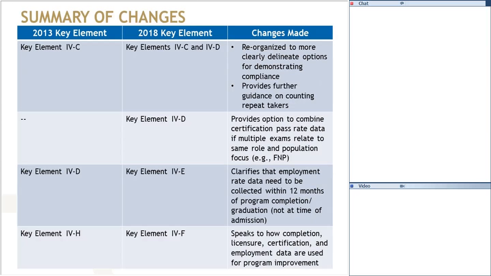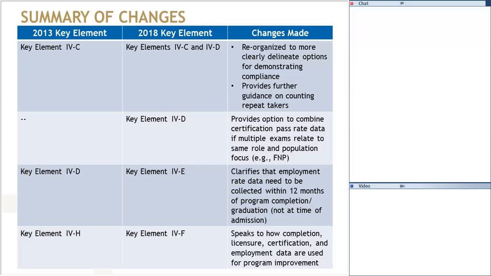And the next slide. Okay, so for 4C and D, again, it's reorganized so that you have more clearly delineated options to show compliance, and it provides further guidance for counting repeat takers. That is, repeat takers for your licensure or certification exam. 4D provides options for schools to combine pass rate data for multiple exams. So, for example, if a school is preparing students to take the AFMP exam, as you know, there's more than one out there, and when the school gets data back on pass rates on the different certification exams that students take, that can be combined to come up with one pass rate. So that clarifies that option.